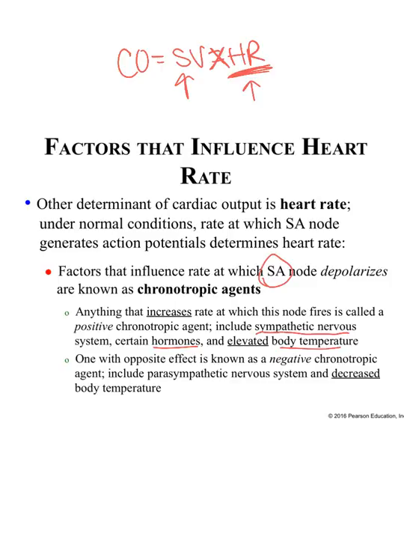A negative chronotropic effect would be something that decreases activity of the SA node, therefore would decrease heart rate. And that's going to be when we're talking about resting, parasympathetic nervous system, if you're very cold as well. Again, blood holds body temperature, so if one's cold, you're not going to want to pump the temperature away from the core of your body.